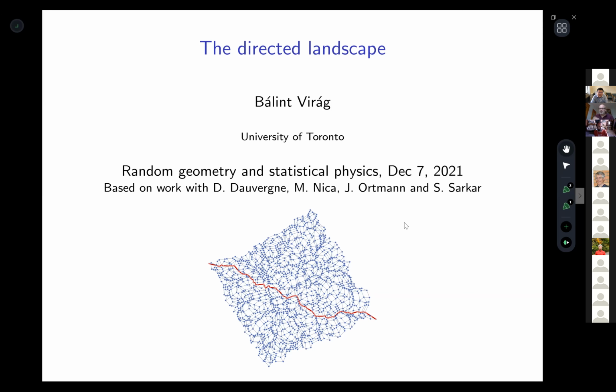So what I'm going to talk about is a sort of random geometry, maybe different from the one you're used to. It just comes from first passage percolation. And everything that I talk about is joint work with Duncan Dauvergne, who's my graduate student, and Heinika, Jano Shortman, and Sourav Sarkar, who are all postdocs at Toronto.